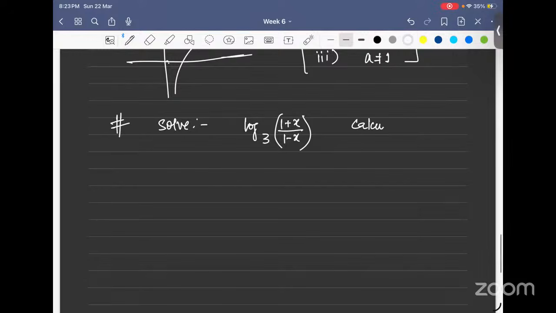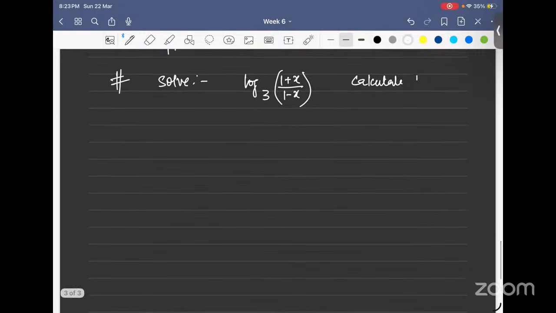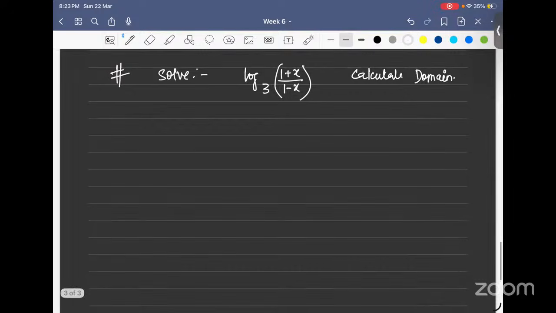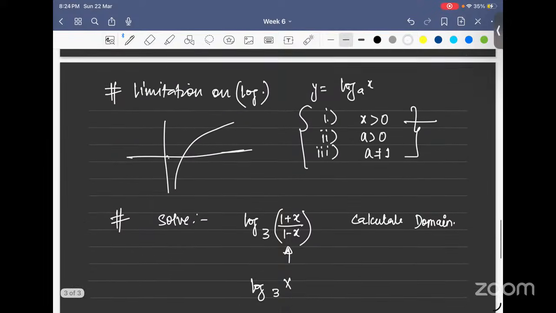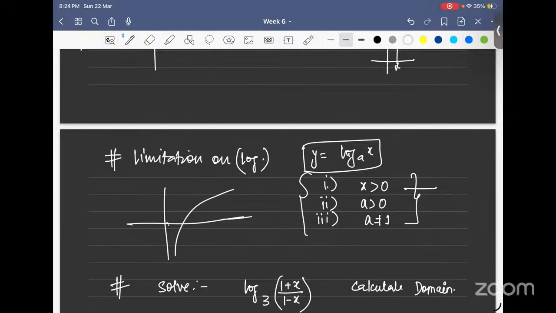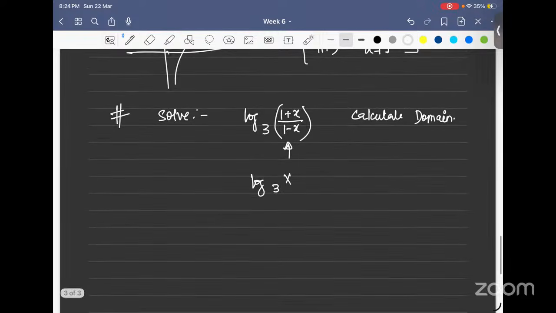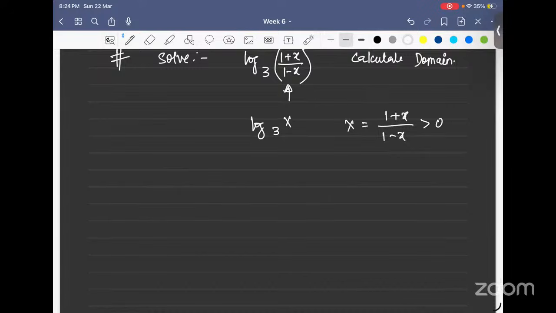Simple thing is, whatever is this, you consider the whole thing as a capital X, right? This is what you can just think of as log of capital X, base 3. I already told you, if a function is represented like this, X is always greater than 0. So here the capital X is (1 plus x) upon (1 minus x), right? So this should be greater than 0.